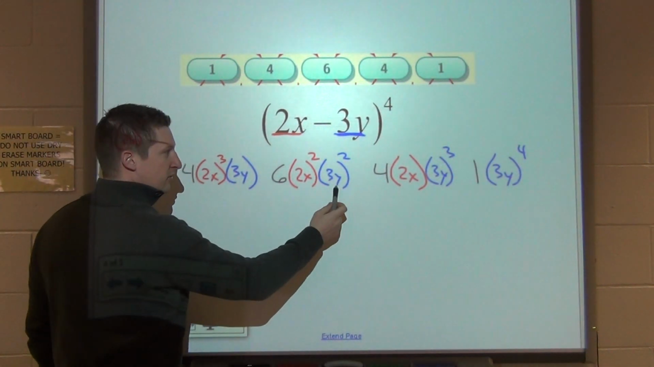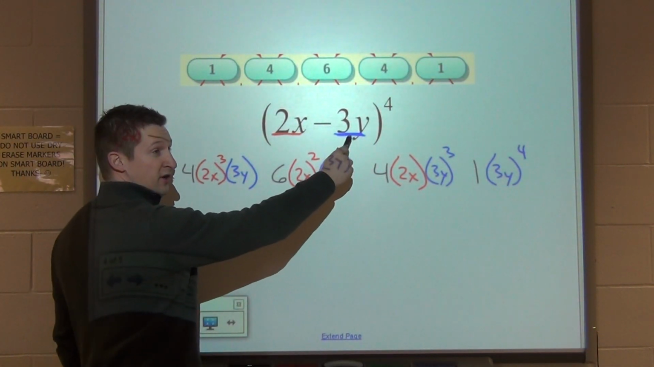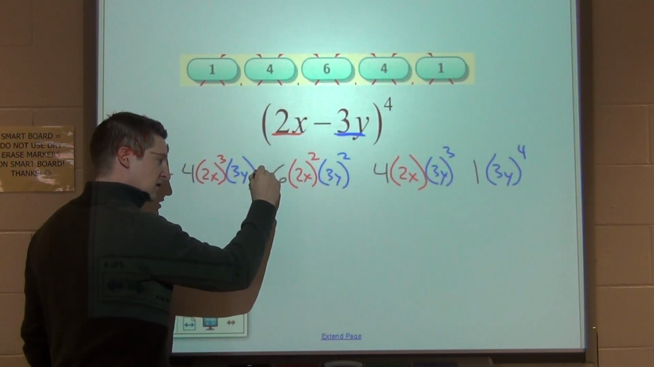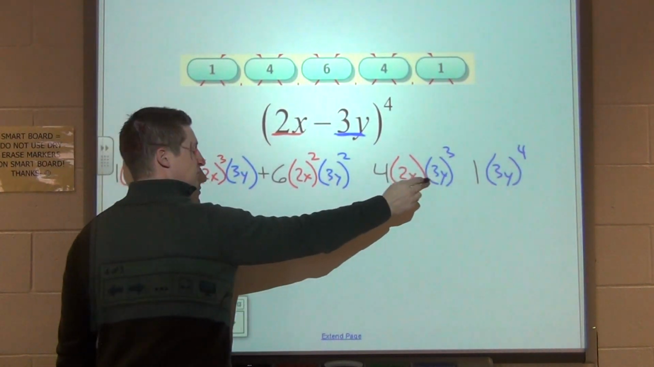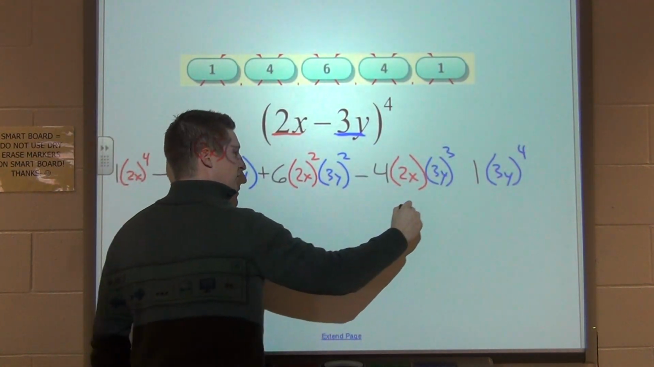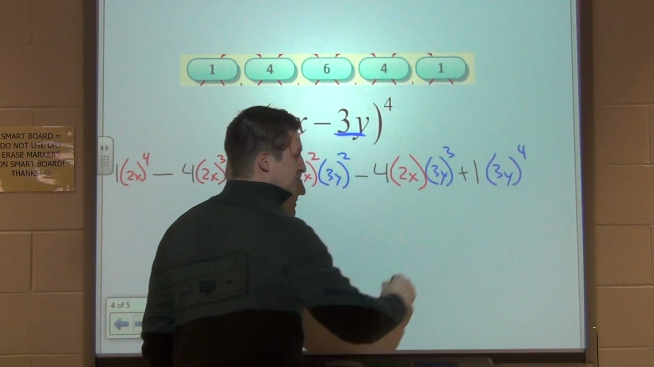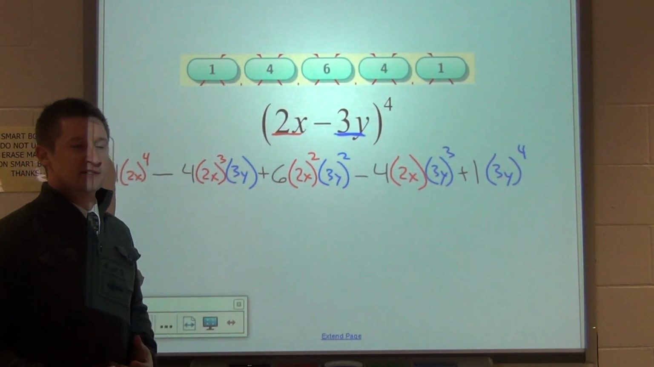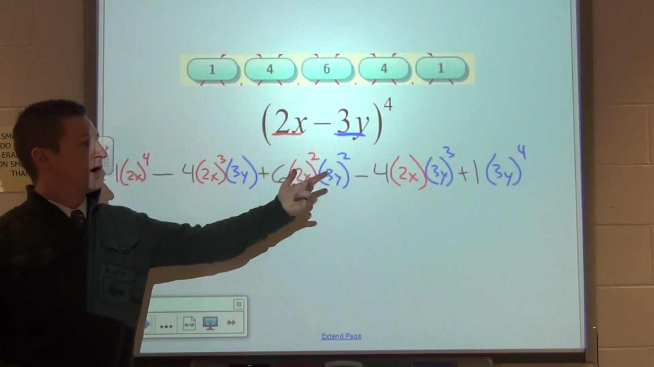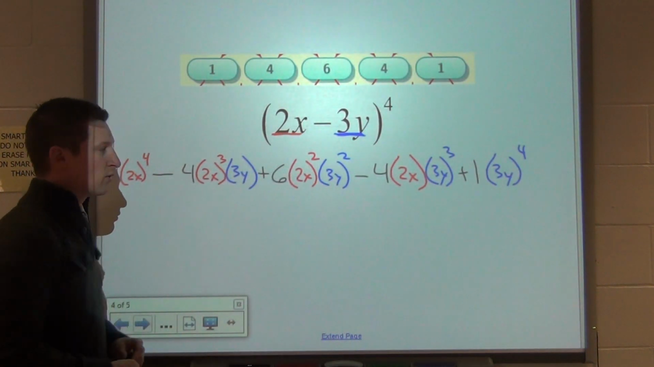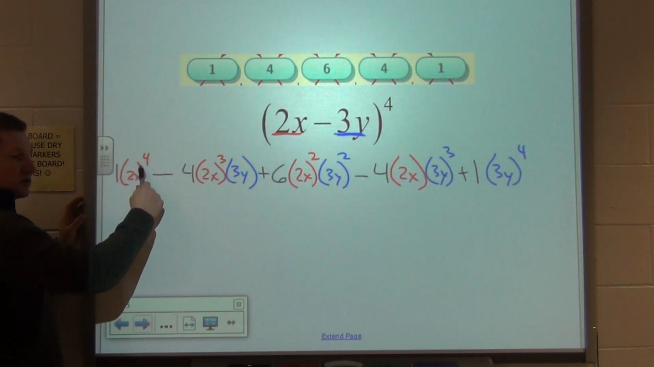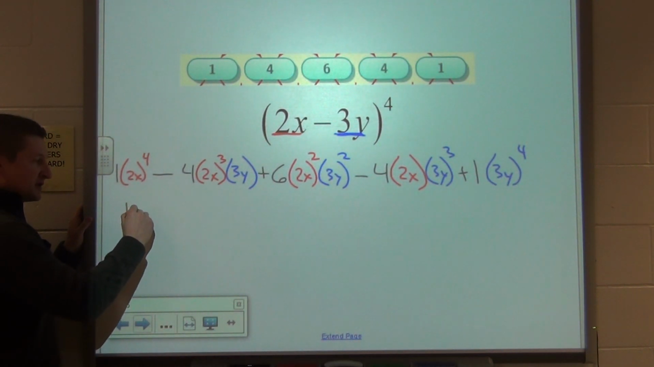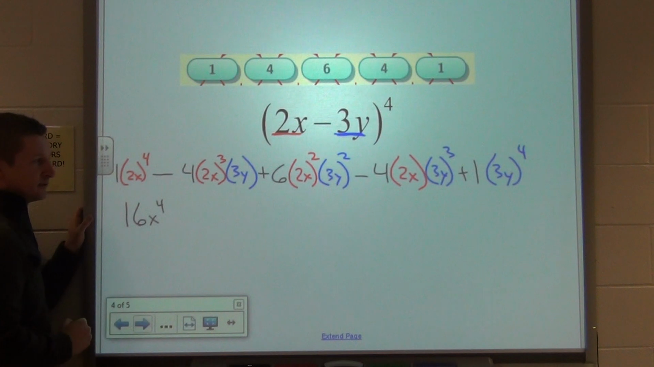My third term, the 3y is squared, so if you want to think of it as a negative 3y squared, that would become positive. This term in general is positive. The next one, odd degree, negative. The last one, even degree, positive. Now that I have all the terms set up correctly, the last step is to simply multiply all the coefficients together where applicable. My first term, 2x to the fourth power. Well, the 2 is raised to the fourth power, which is 16x to the fourth.